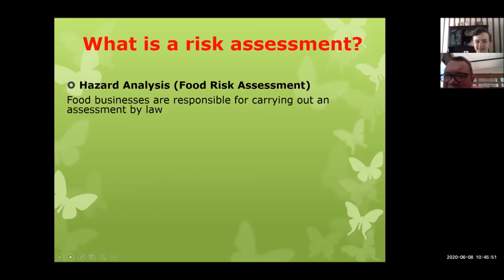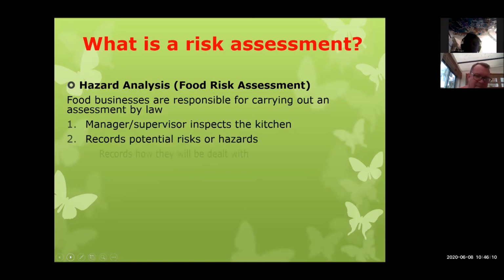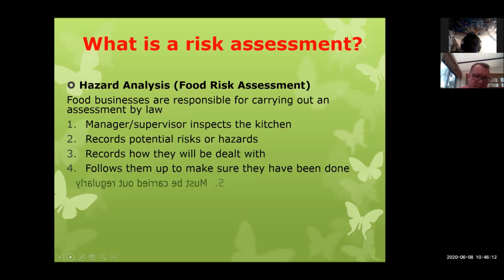Good. A hazard is something with the potential to harm. And that is what a risk assessment is doing. It's looking for the hazards, and it's trying to lower the risk, putting control measures that will lower that risk. There you go. There's some steps there on the screen.